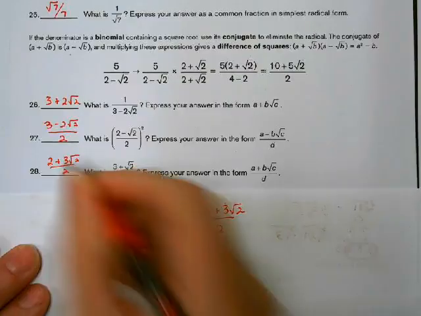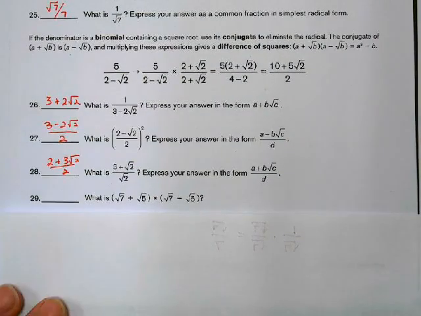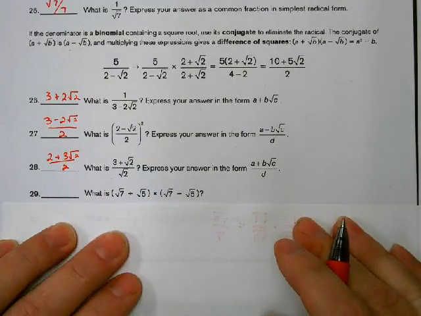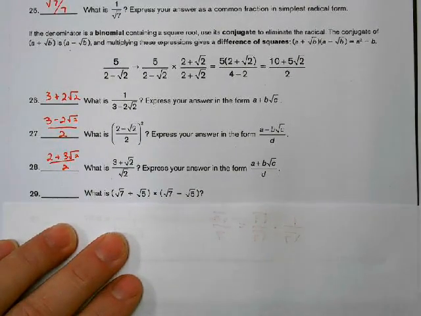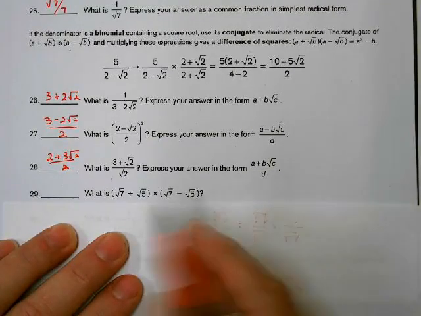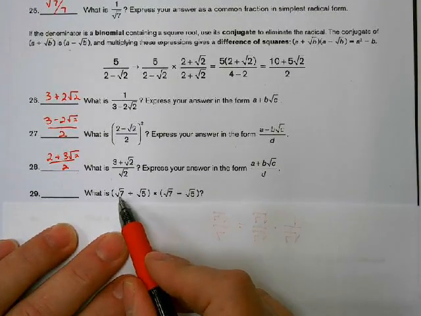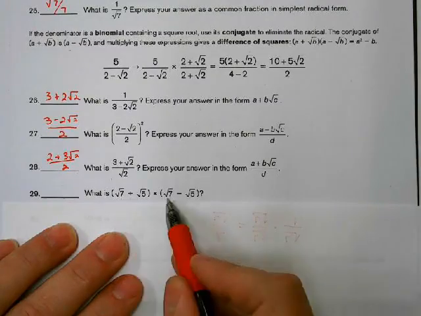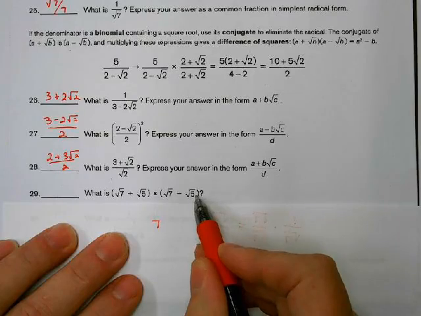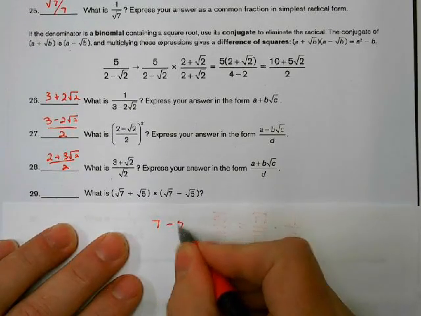Number 29: root 7 plus root 5 times root 7 minus root 5. So you might notice that this is the difference of two squares. So what you could do is just do root 7 times root 7 is 7. And root 5 times negative root 5 is negative 5. And we got an answer of 2.